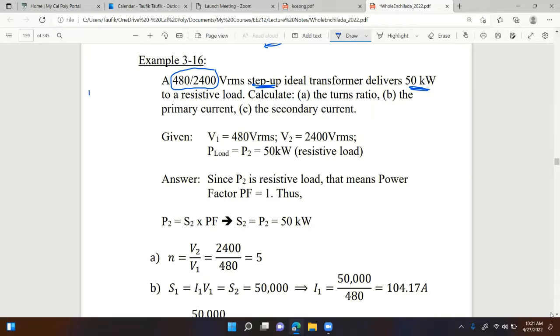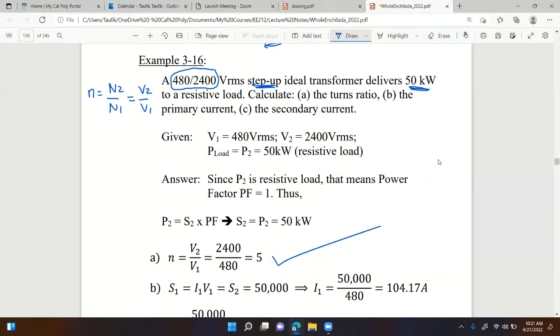Again, turns ratio N is equal to N2 over N1, right? And so part A should be easy. To get it from the voltage, V2 over V1. So 2400 divided by 480 gives you the turns ratio, which is 5. Part B is asking for the primary current. So, primary current.